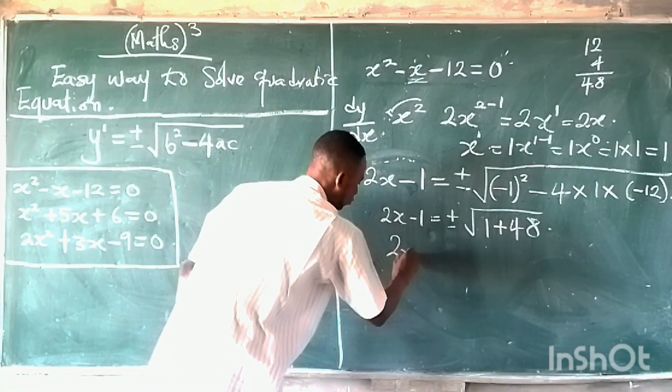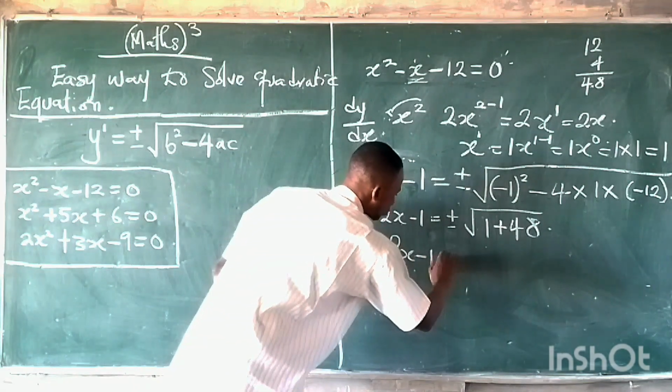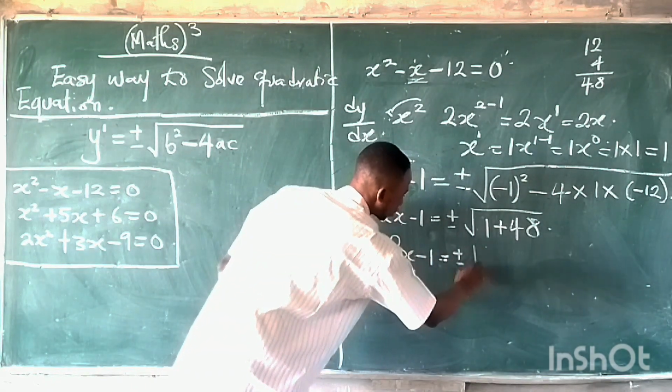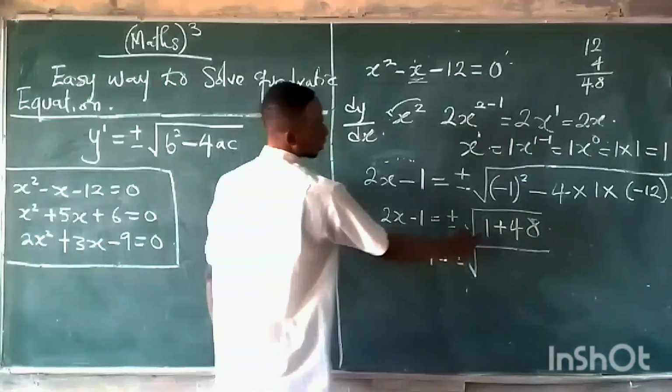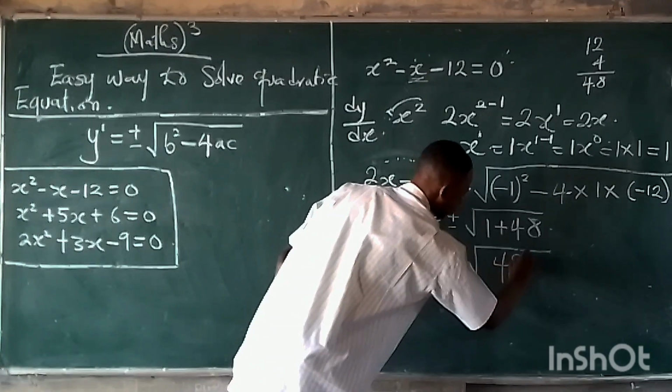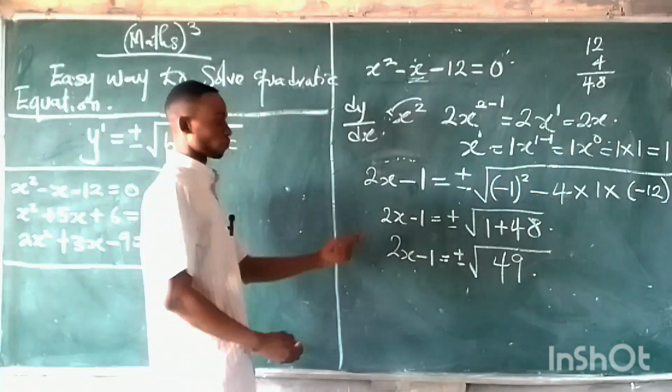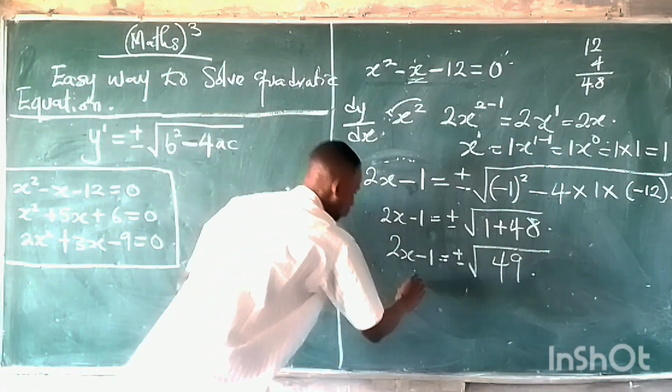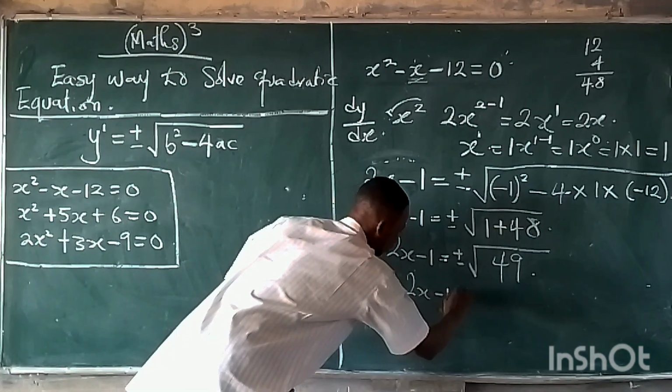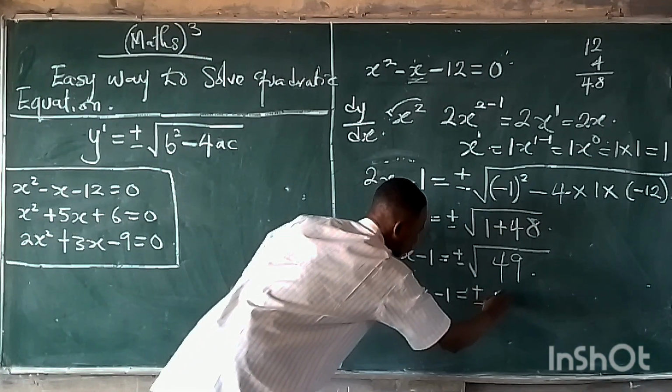Then we go further, saying 2x minus 1 equals plus or minus the square root of 1 plus 48, which will give you 49. And the square root of 49 is 7. So we then say that 2x minus 1 equals plus or minus 7.